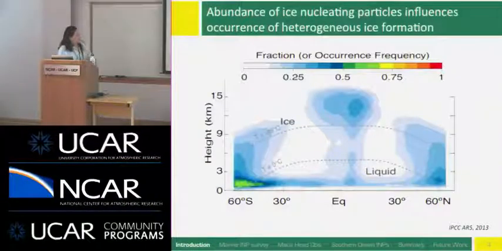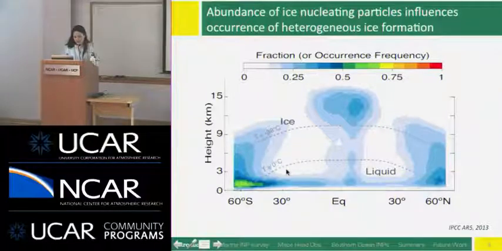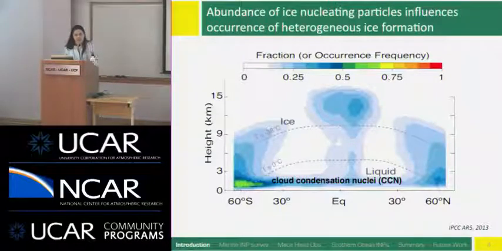Just to get everyone up to speed, this is showing an occurrence frequency for clouds globally, where I have the isotherms labeled here, the melting layer and the homogeneous freezing layer. In the liquid regime, we talk a lot about how aerosols change cloud condensation nuclei populations. In the ice cloud regime, we think more about homogeneous freezing.